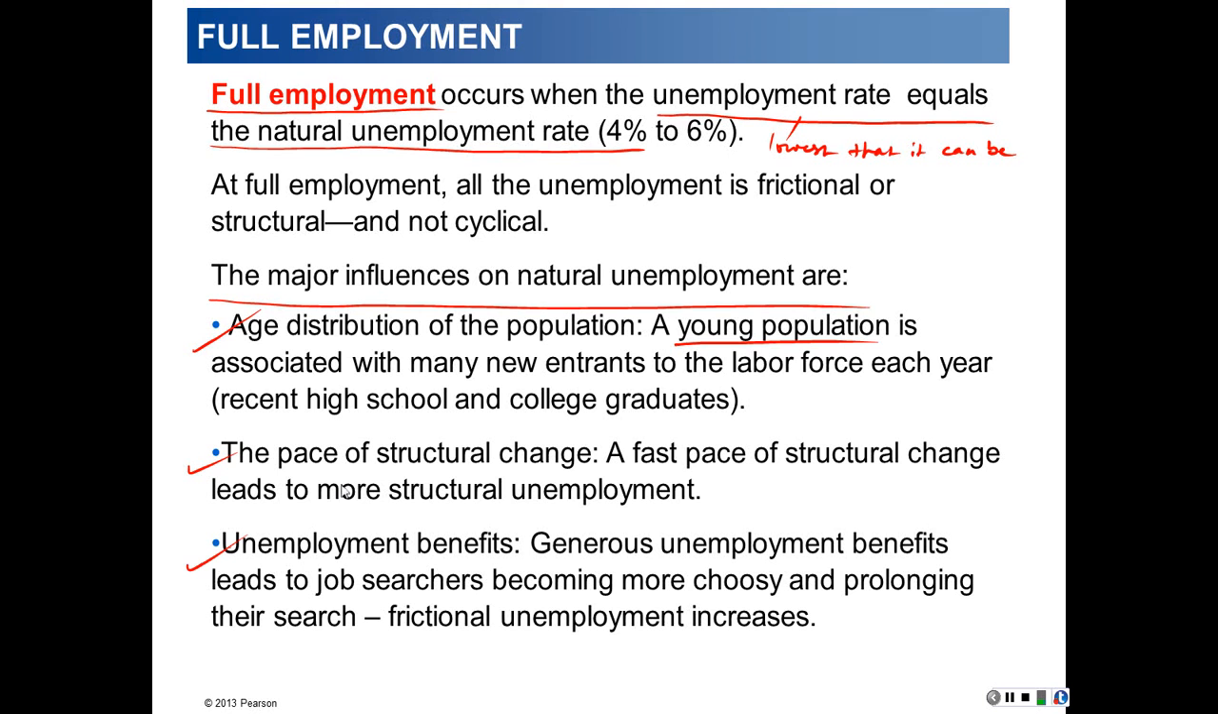Government policy plays a role here also. Unemployment benefits. If the unemployment benefits are generous, this is going to cause job searchers to prolong their job search. Instead of being desperate and accepting the first job offer they get, generous unemployment benefits will enable workers to linger in unemployment for a longer period of time. And so this too will bump up the natural unemployment rate. So these are the influences on the natural rate of unemployment.